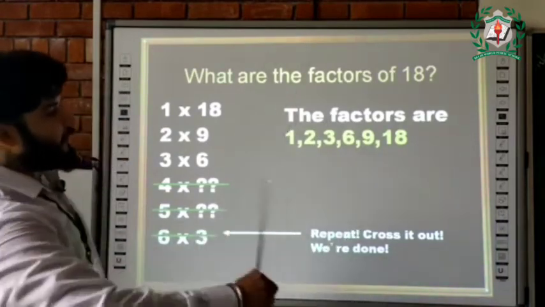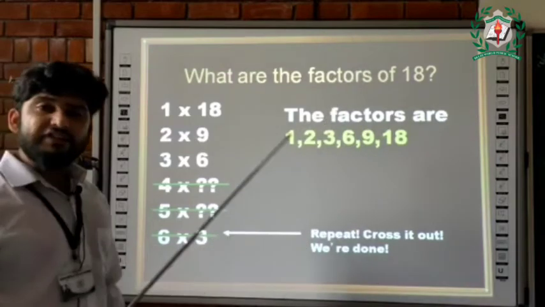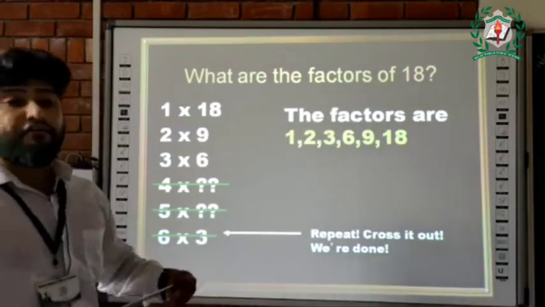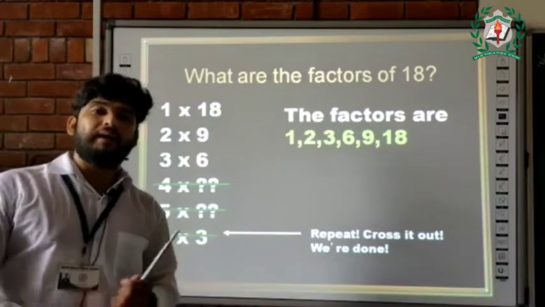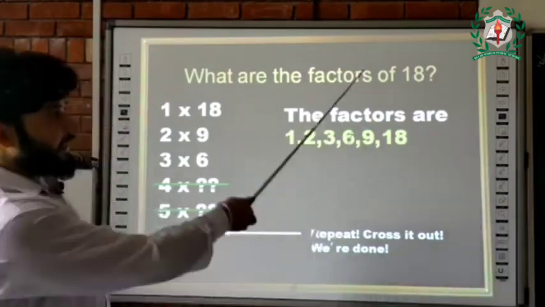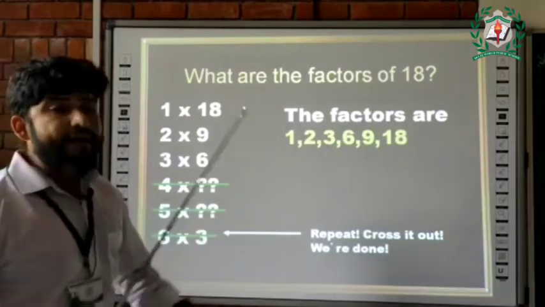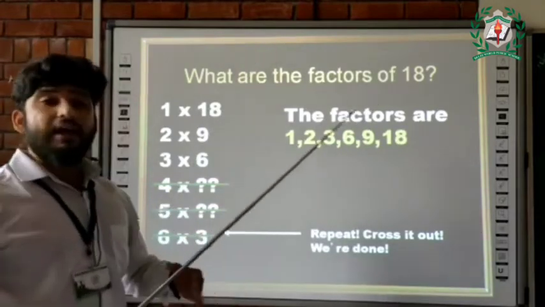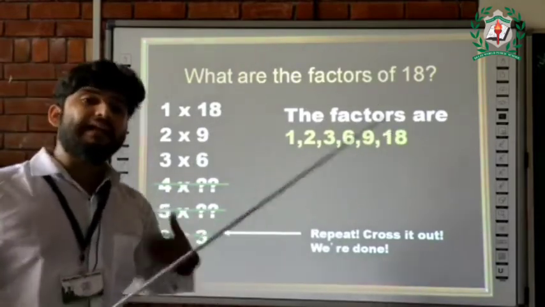Like this you have to find the factors. 1 and itself is common. Again I am saying, factors are those by which a number is completely divided. Here the question is factors of 18. Find out the numbers by which 18 is completely divided.